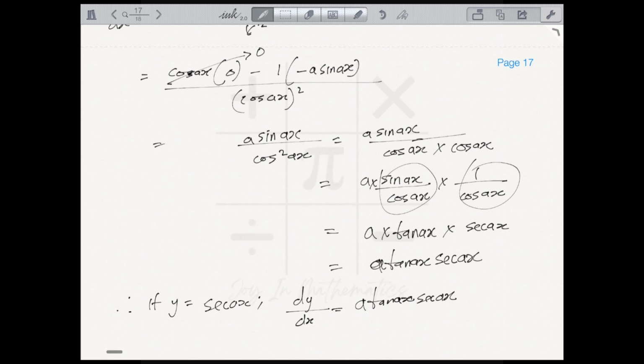Now, in our next video, we'll be considering more examples on the quotient rule.